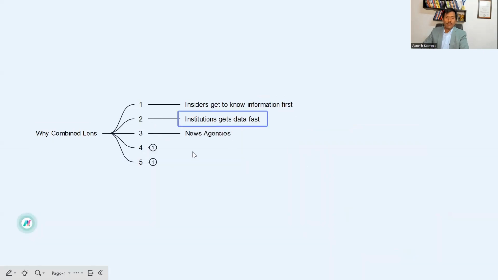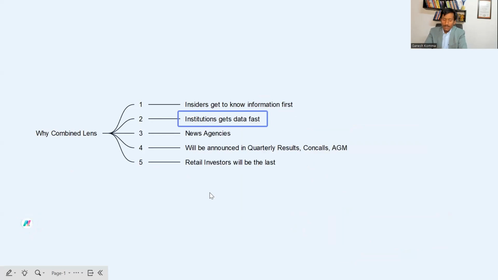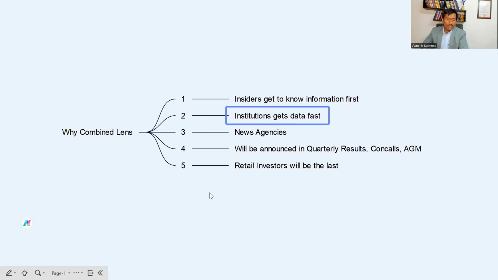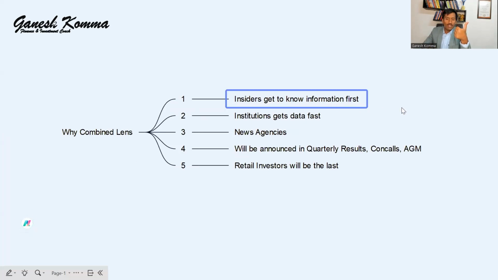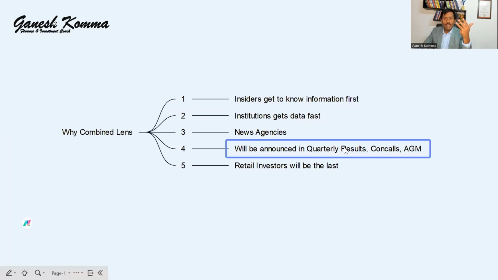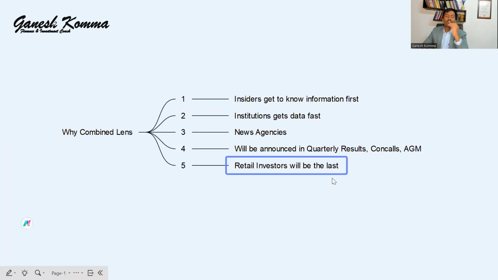Institutions get the data fast, and news agencies, because there are certain analysts who closely track the company, right? And the most saddening part is, when a key data is announced or is about to come, insiders get to know the information first. Later, institutions get the data. News agencies will know, and it will also be announced in quarterly results, con calls, or even AGMs, right? Retail investors will be the last.